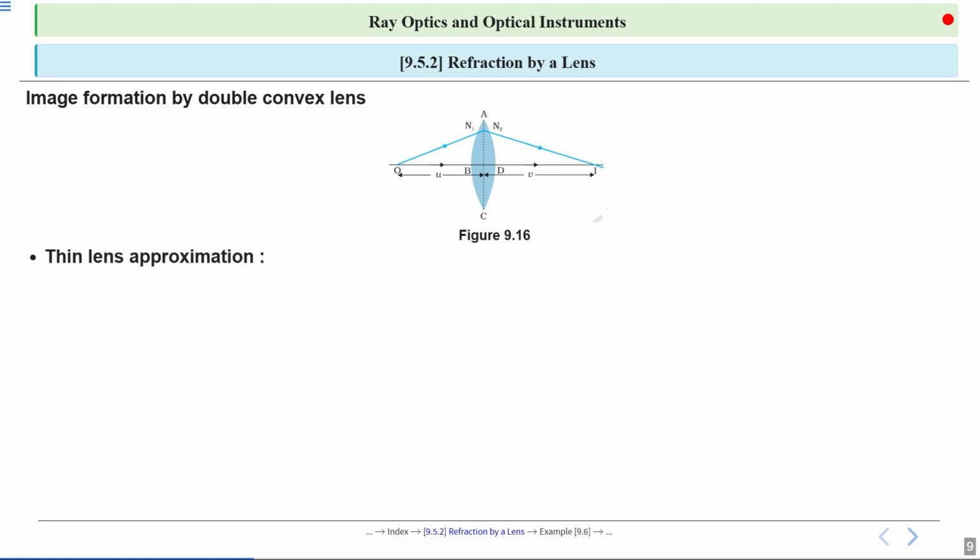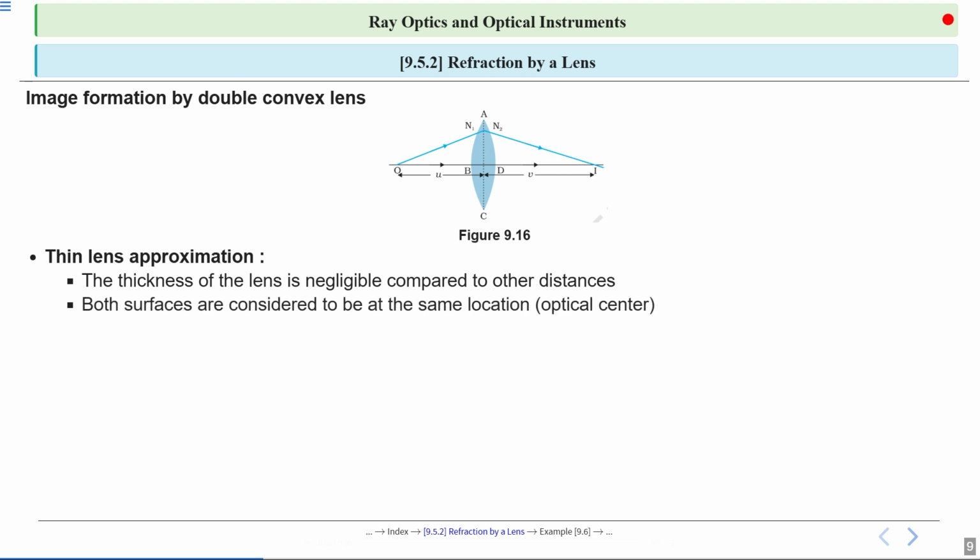Figure 9.16 again. Now we'll see the thin lens approximation. So what is the thin lens approximation here? That we are going to assume in this derivation: the thickness of the lens is negligible compared to other distances. That means points B and D, which lie nearly close to each other, are considered to be at nearly the same location, such that the thickness of the lens is negligible.